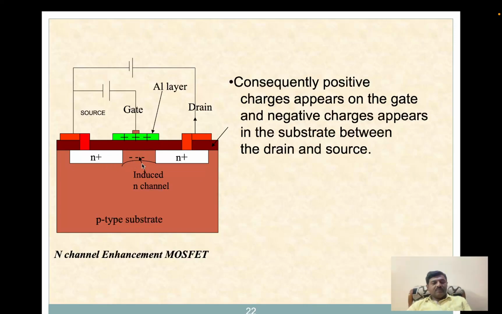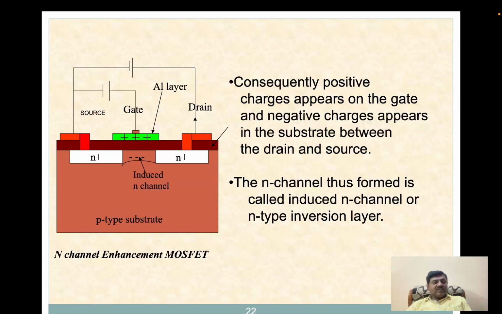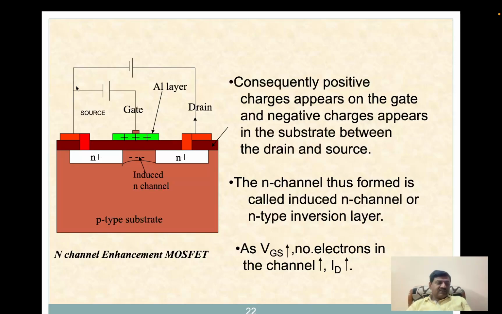So here you can see the negative charge carriers which move between the N channel onto the P-type substrate. This N channel thus formed is called an induced N channel, or we call it an N-type inversion layer. As we see here, as the gate to source voltage increases, the number of electrons in the channel also increases, which in turn will increase the drain current.